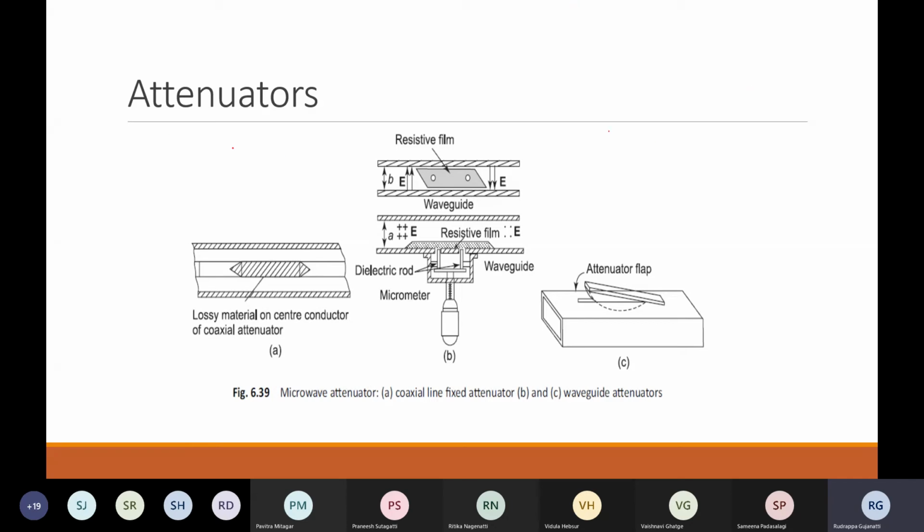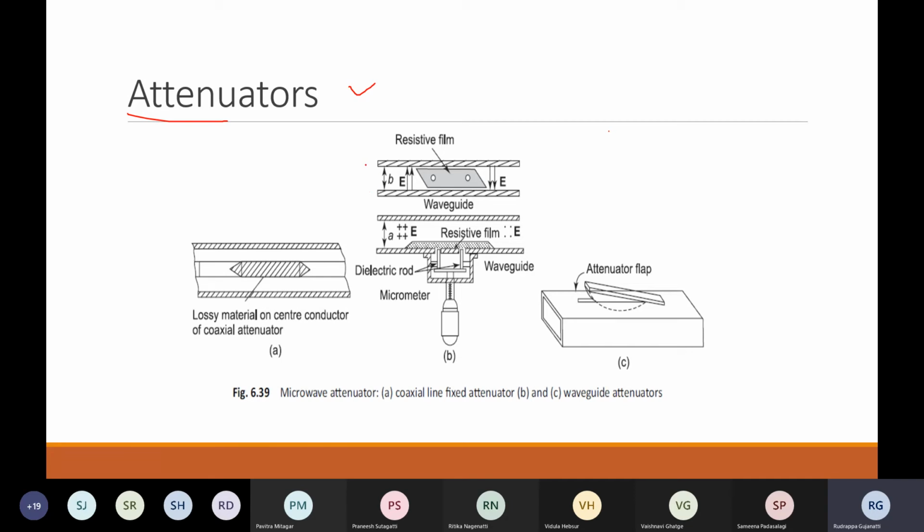And attenuators are actually passive devices which are used to control the power levels in the microwave system. How they control the power is that they partially absorb the power which is being transmitted from one end to the other end. That is how they introduce attenuation into the signal which is being transmitted.